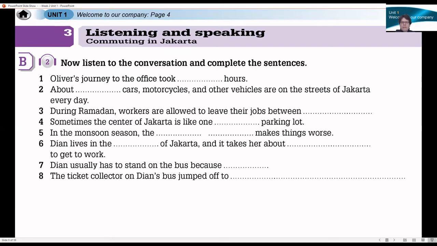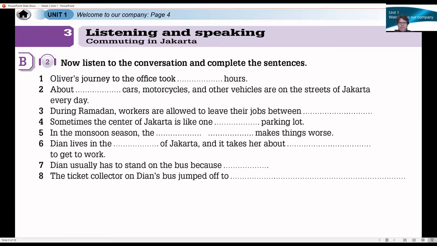I can't believe it, Diane. It took me over 2 hours to get here this morning. We spent half the time just in an enormous traffic jam. Is the traffic always like that? I'm afraid it is, Oliver. I read somewhere that about 10 million cars and motorcycles are on the streets of Jakarta every working day. And during Ramadan, it's even worse. Oh, what's it like then? It's chaotic. During that month, most workers can leave their jobs early to meet family and friends. So between 3 and 4 p.m., it's crazy. Sometimes everything just stops. And the center of Jakarta is like one huge parking lot. Nothing moves and people get aggressive and honk the horns. Then there's the monsoon season, when the heavy rain makes things even worse.